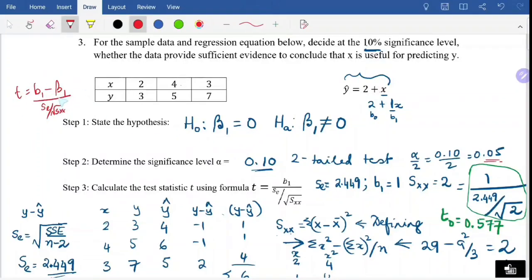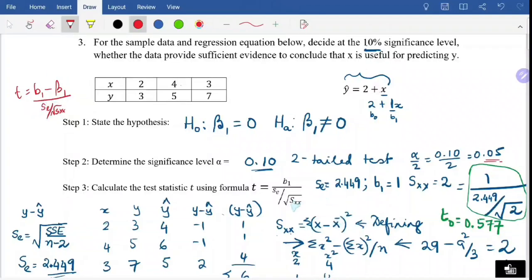It would be perfectly all right if you use this one instead of this one. However, because beta sub 1 equals 0, we would end up with b sub 1 minus 0, which is b sub 1, right? So in any case, we get to this equation, which is b sub 1 divided by s sub e over square root of s sub xx. That's the reason you don't see the minus beta sub 1 in this formula for the t statistic that we learned previously.